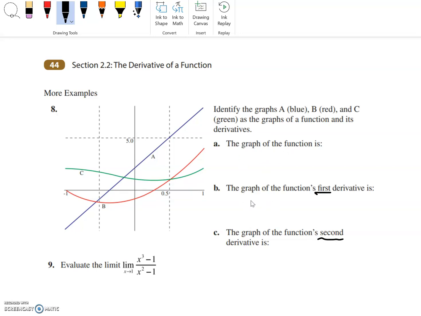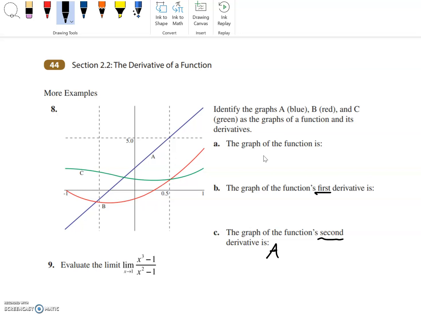In fact, it can't even be the graph of the first derivative, because again, its derivative would have to show up here somewhere. It's not here. So we know that a has to be the second derivative, right? Otherwise, its derivative would have to show up here. Okay, so we've classified a.